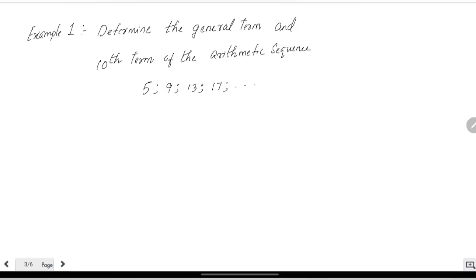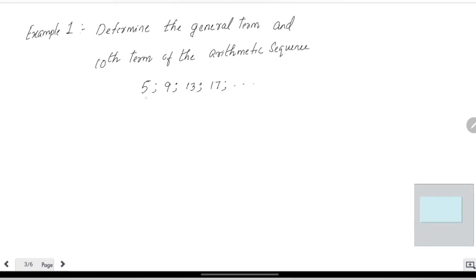Alright, example number 1. Determine the general term and 10th term of the arithmetic sequence. From now onwards, no more linear pattern, we will say only arithmetic sequence, which is the same as linear pattern. So you have to find the general term. They said already it is an arithmetic sequence. We know the difference between 5 and 9 is 4, isn't it? And 9 and 13, 4. 13 and 17, 4. So it's an arithmetic sequence. Sequence means the terms are separated by semicolons.